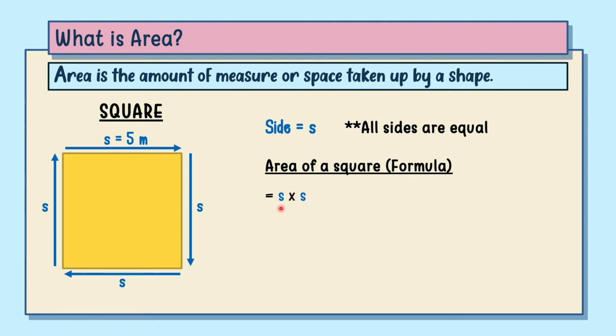So what is the side here? The side is 5 meter. So I can write here 5 times 5. So what is 5 times 5? The answer is 25 meter square. Why do I use meter square? Because here the unit is meter. So the area is meter square.